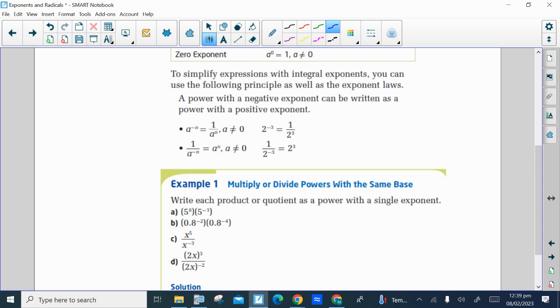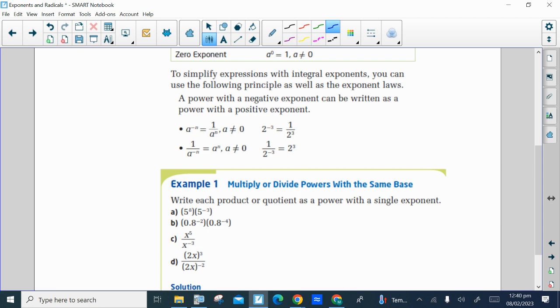Now the last one is a power with a negative exponent can be written as a power with a positive exponent. For example, a to the negative n is the same as 1 over a to the positive n. And it says a, the base, can't be 0, because if you have a base of 0, you don't really have a number at all. Okay? Or 1 over a to the negative n can be written as a to the positive n.